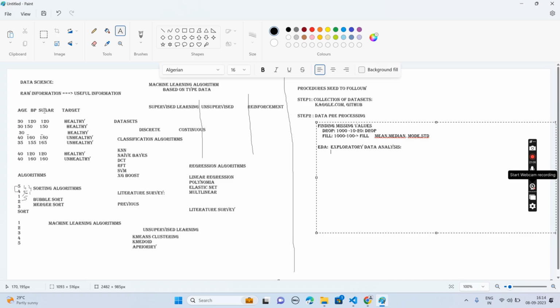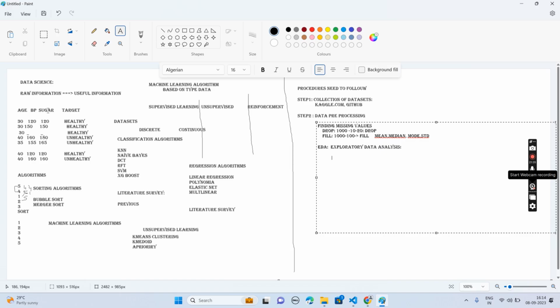You may say, sir, all three are required because you are familiar with age, BP, sugar and all those. But there are some other factors like serum creatinine, and other information. Then it will be difficult to analyze which data are necessary. So for that purpose, we need to analyze each and everything about the data. That is called exploratory data analysis.